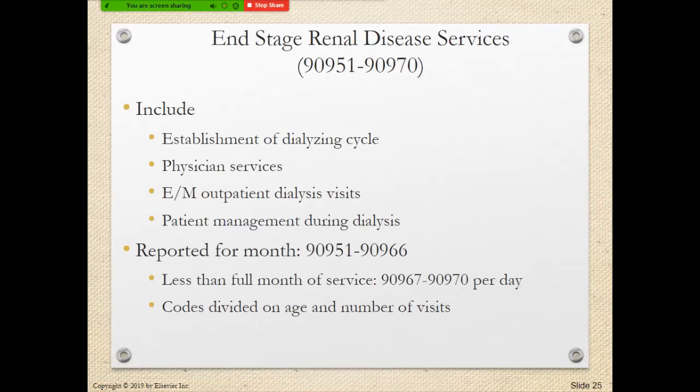End-stage renal disease services 90951 through 90970 include establishment of dialysis cycle, physician services, E&M outpatient dialysis visits, and patient management during dialysis. Reported for the month 90951 through 90966, less than a full month of services 90967 through 90970 per day. Codes divided on age and number of visits.